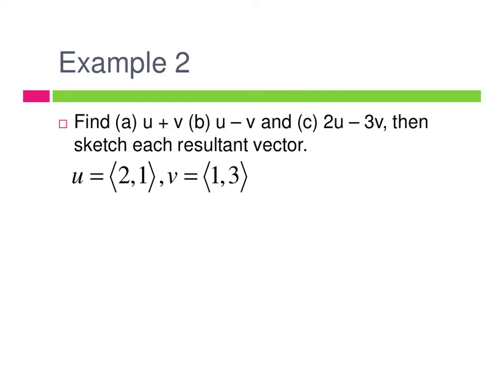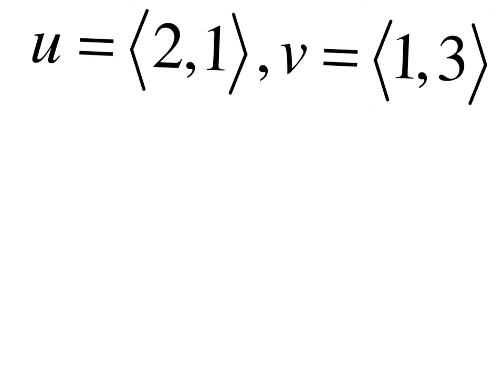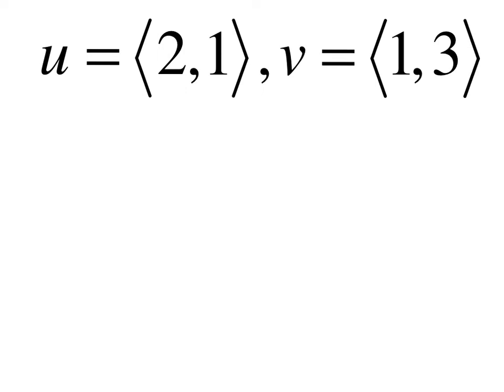So let's take a look at this example. It says we're going to find the sum, the difference, twice u minus 3 times v, and then we're going to sketch each resultant vector. So let's start with the sum. We're going to do u plus v. So we're going to do 2 plus 1, 1 plus 3, and we end up with 3, 4. And now let's sketch that because that's what the instruction said to do. Remember, you start with your initial point at the origin.